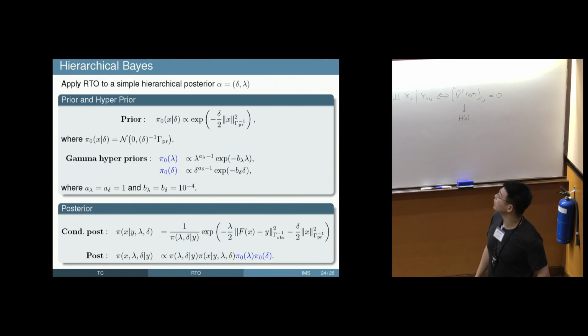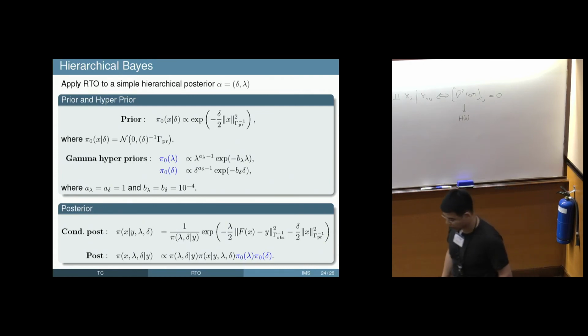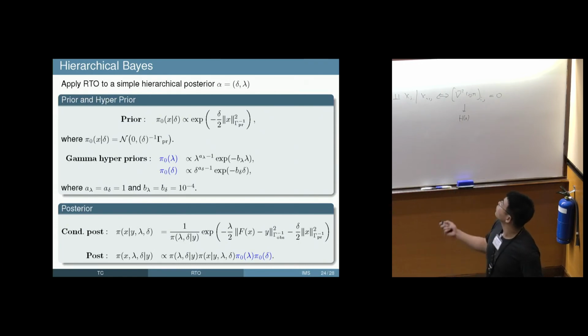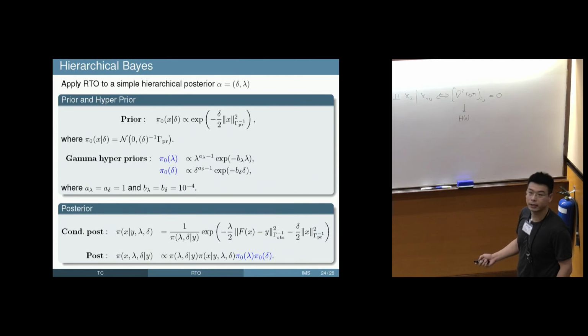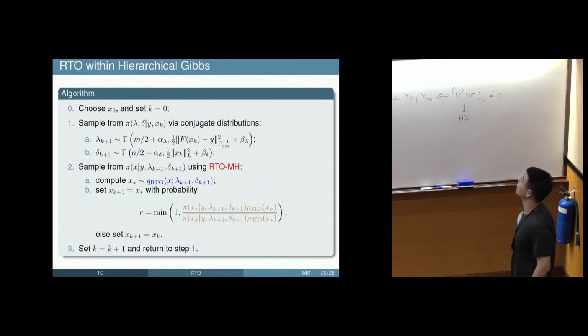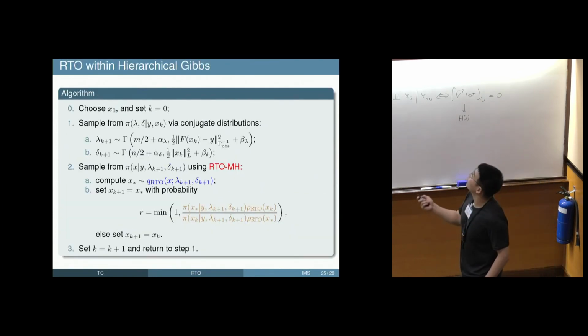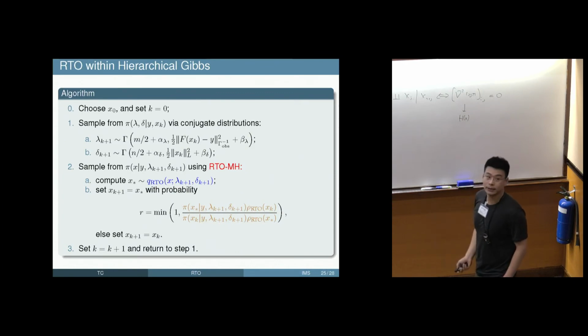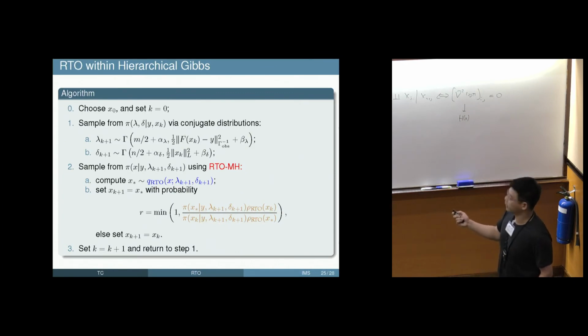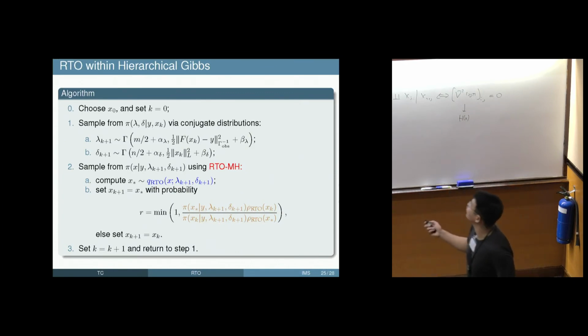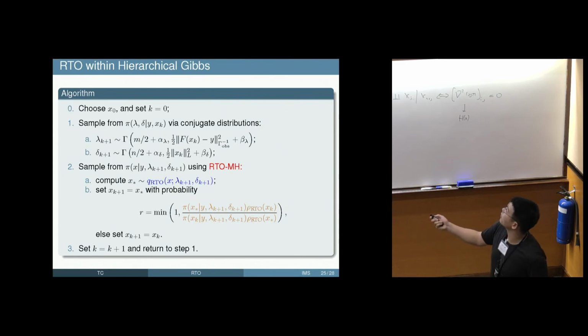Now we want to apply the RTO scheme within the Gibbs sampler to sample the joint distribution of the primary variable x and hyperparameters lambda and delta. Nothing surprising here. For any given parameter x, we can use a conjugate prior to sample the hyperparameters lambda and delta.